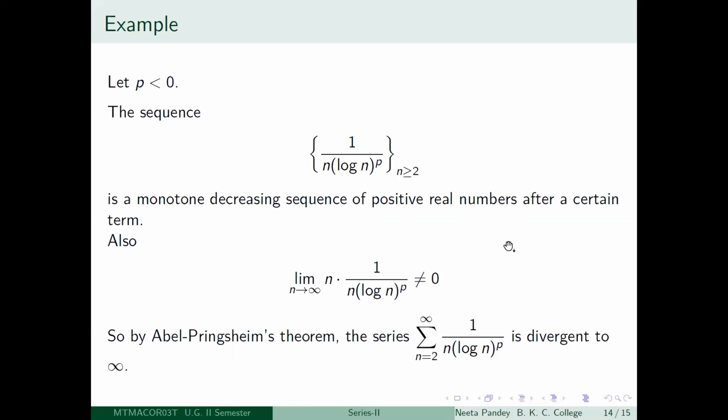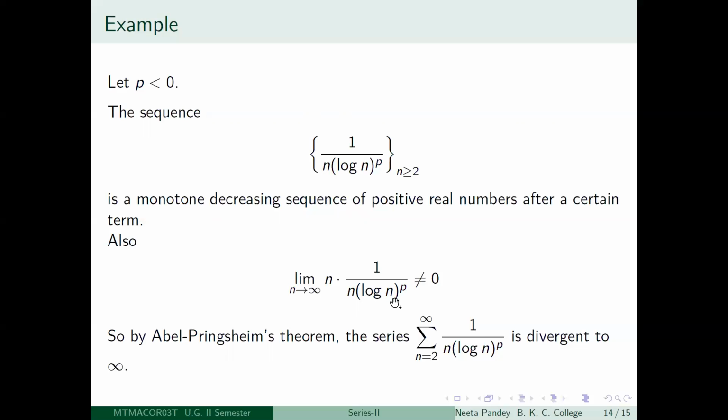If you recall the proof of Abel-Pringsheim's theorem, all the requirements were about the limit of various things. When you are talking about limits, the first few terms are not going to disturb your argument. Therefore, since this sequence is monotone decreasing after a certain term, that is sufficient for us. And if we look at the limit as n tends to infinity of n times this, the n will cancel out and you will be left with 1 by log n to the power p. And that clearly is not going to be 0 because p is now less than 0.